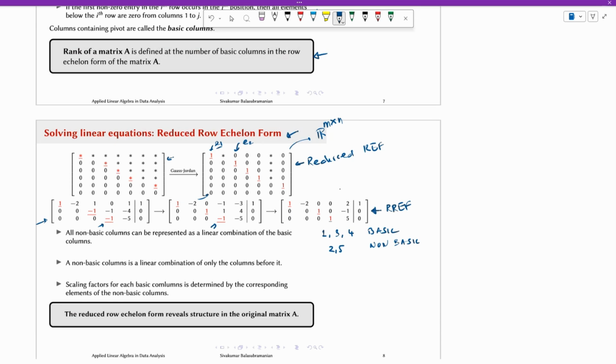Now, if you see this, right, take a non-basic column. It should be clear that the second non-basic column is essentially a linear combination of the first column. It's -2 times the first column. Okay. Now, if you go to the next non-basic column, 5, can I say the same thing? Can I say it's a linear combination of the columns before it, or at least the basic columns before that column? Yeah. What linear combination would produce the fifth column in terms of the basic columns?